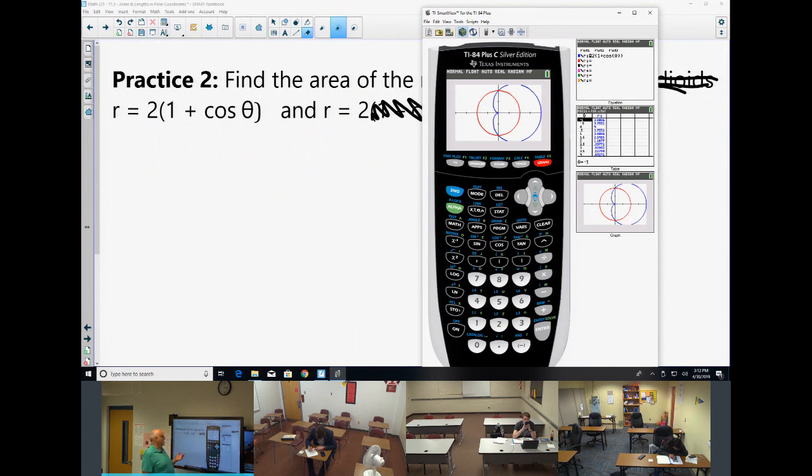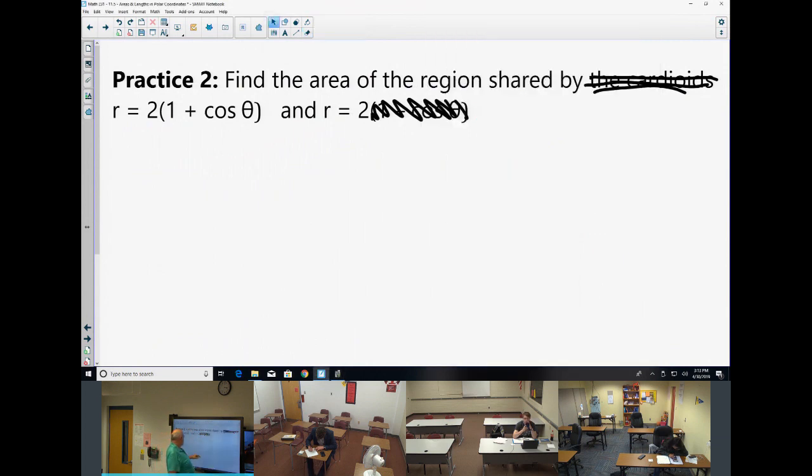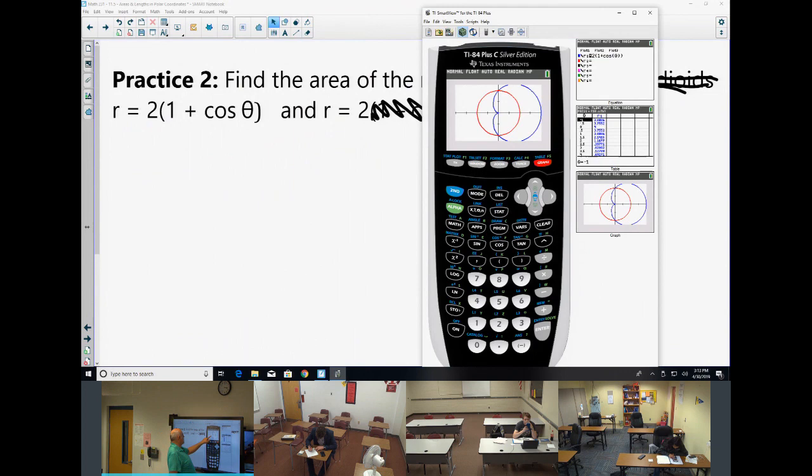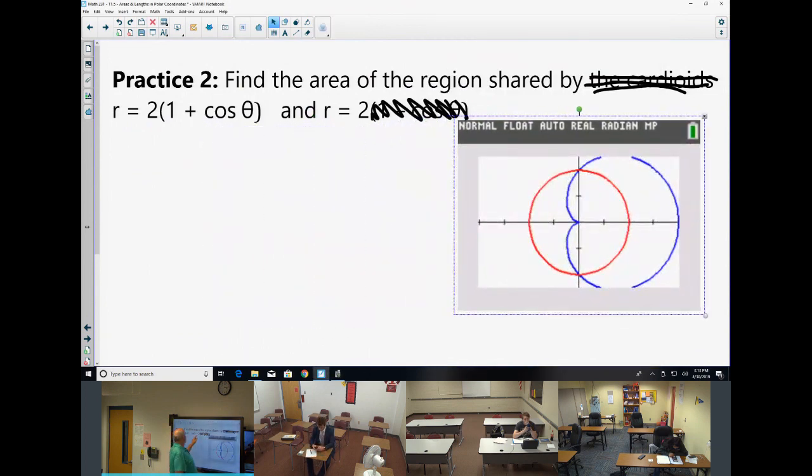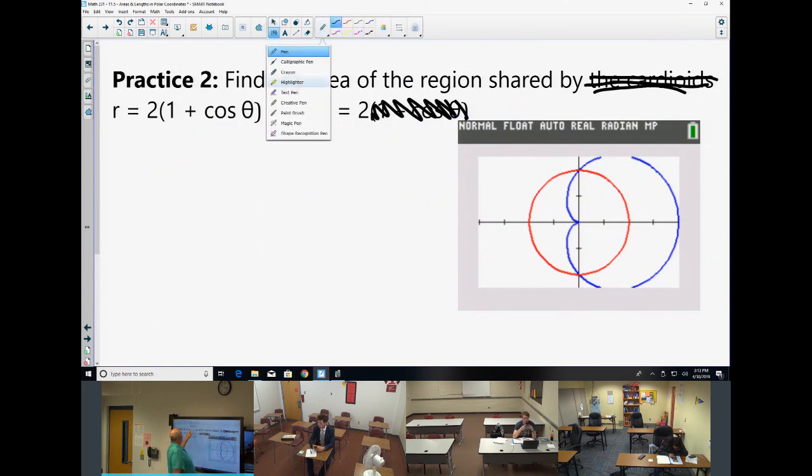Okay, so it says you want the area of the region that's shared by those. So what you want is this part in the middle. So you want this area right here.